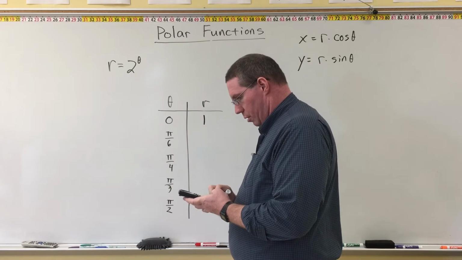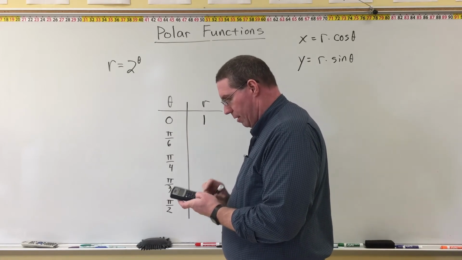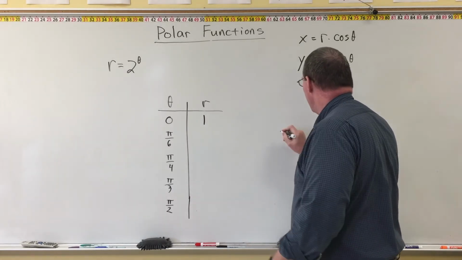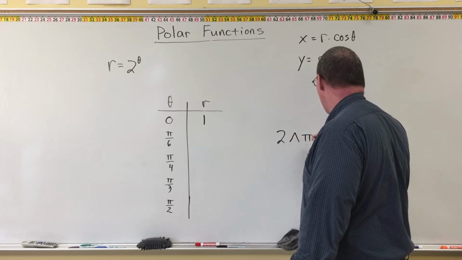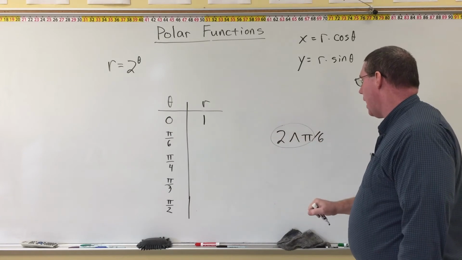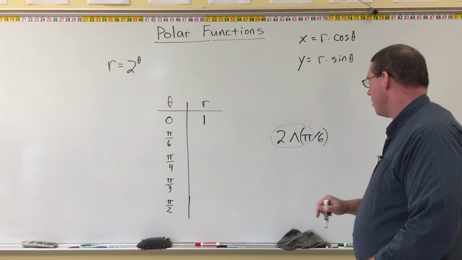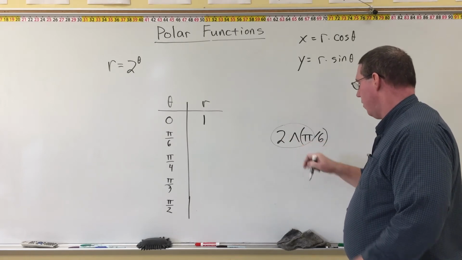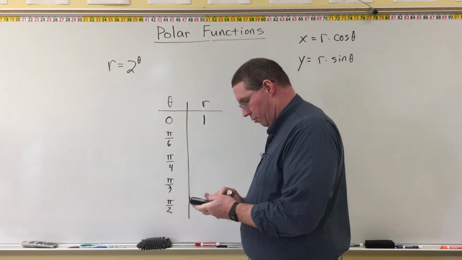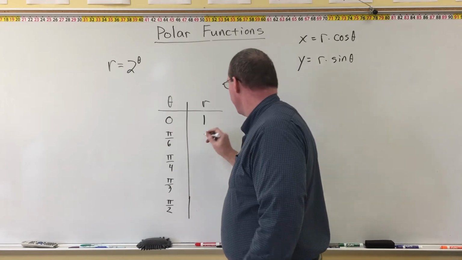So 2 to the power of, now I'm going to put pi over 6 in parentheses because this is a scientific calculator. If I key in 2 to the power of pi over 6, it's going to do 2 to the power of pi, and then divide that value by 6. So I have to put pi over 6 in parentheses so that it does 2 to the power of pi over 6. Be very careful about that when using a scientific calculator. So 2 to the power of pi over 6 gives me 1.438.